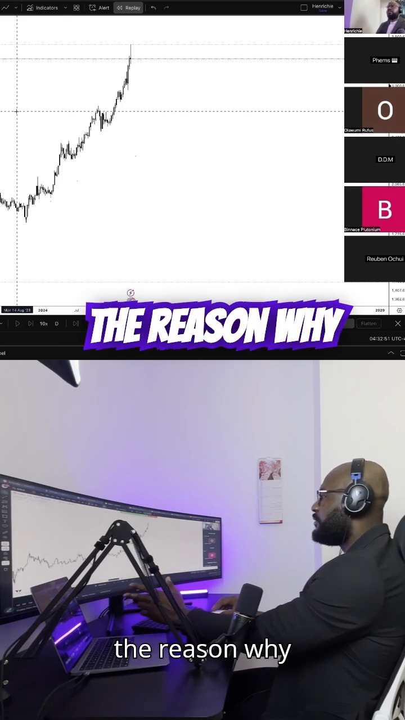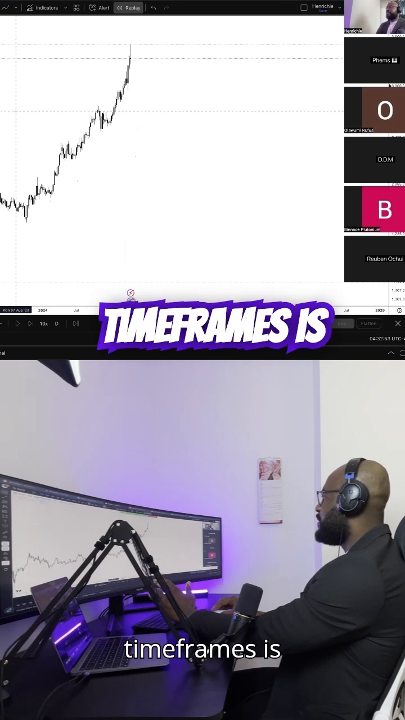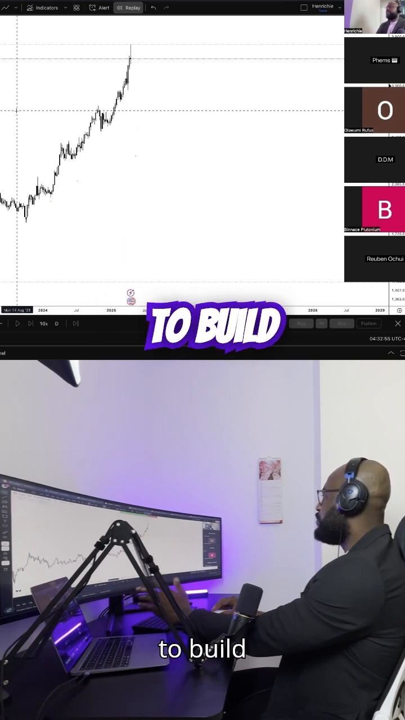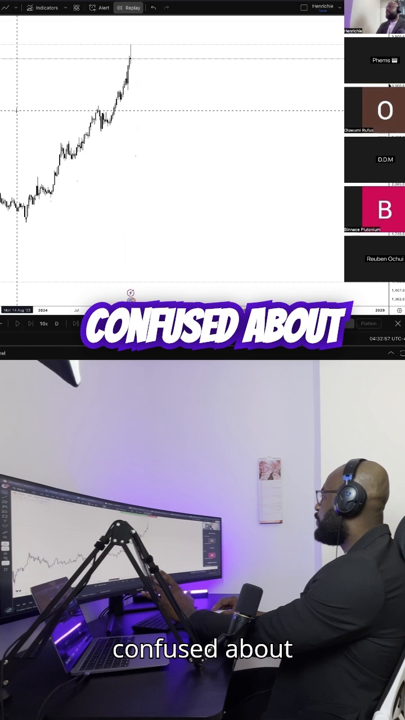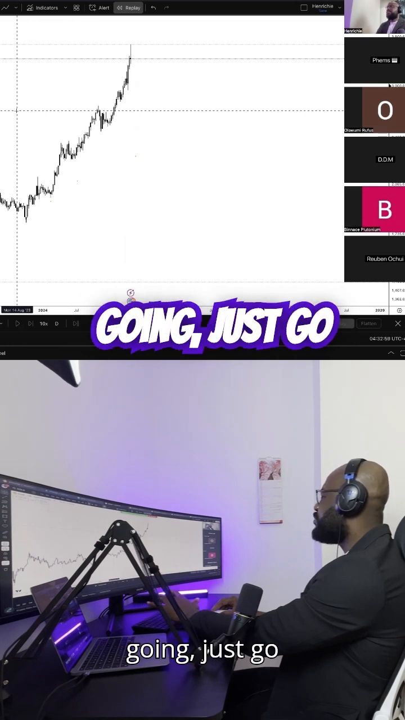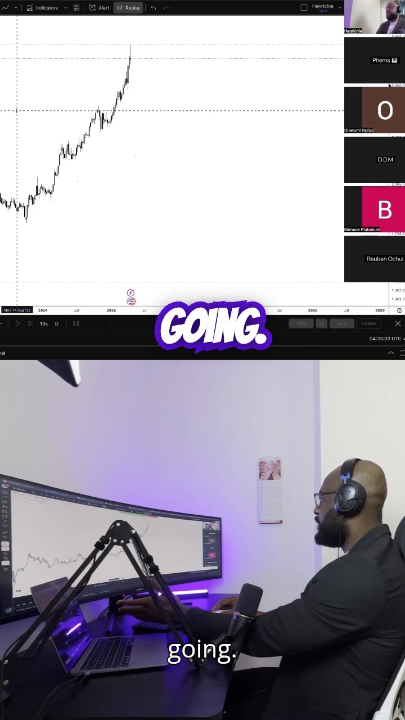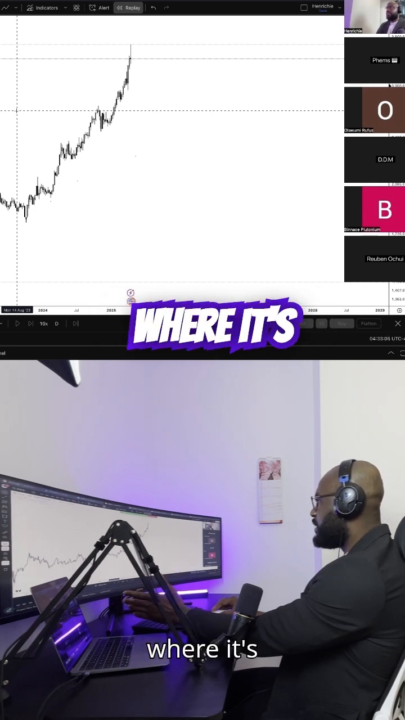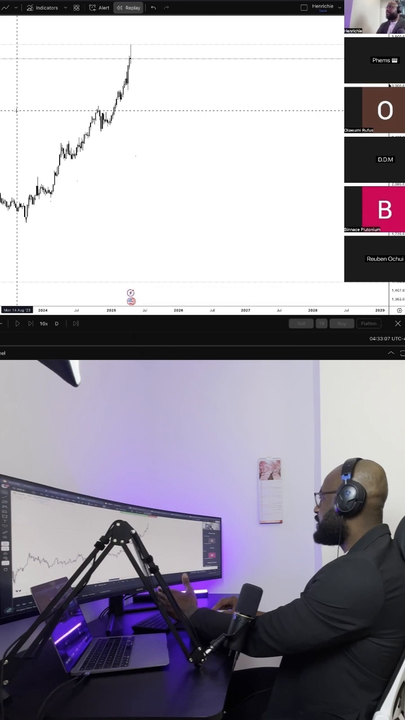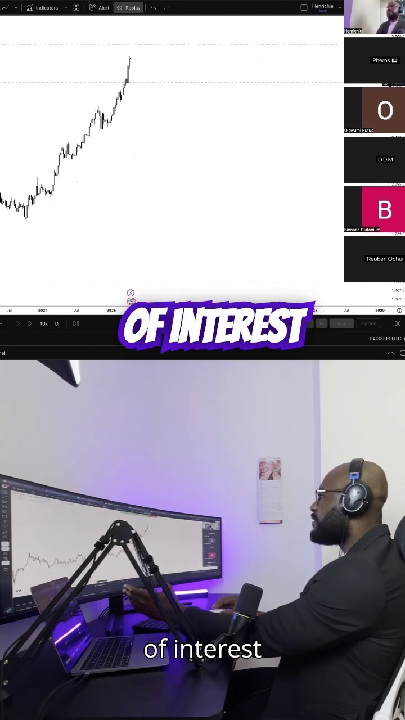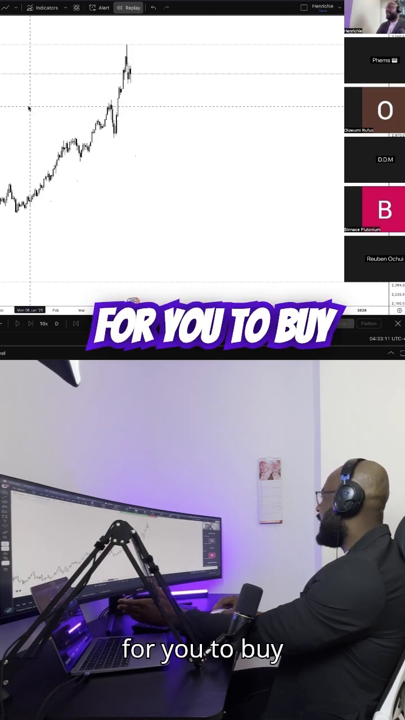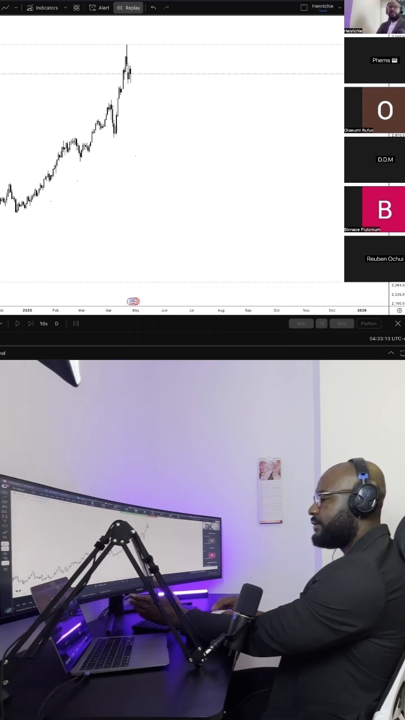Bullish as well. Now, the reason why I scale through all these time frames is because it makes it so easy for you to build confidence. When you're confused about where the market is going, just go to the higher time frame. And in seconds, you know where the market is going. Literally in seconds. And now all you're doing is looking for entries, areas of interest for you to buy to continue higher.